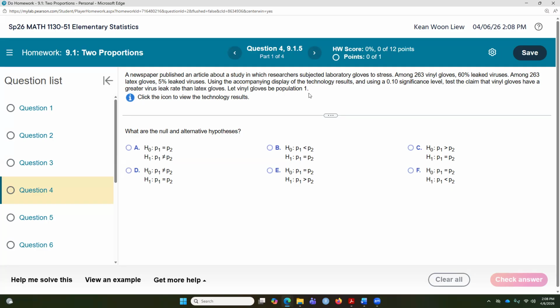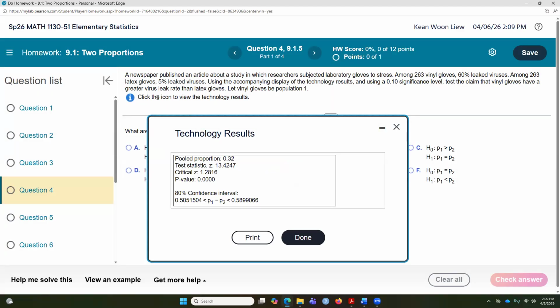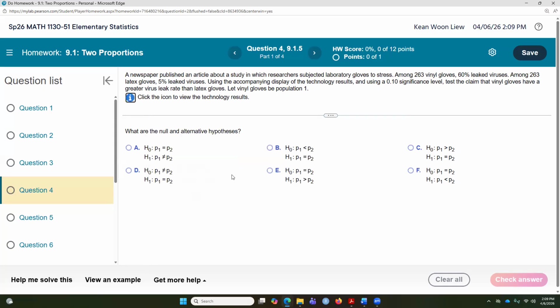You can read a question like this in your homework. They will tell you which one is population one. Population one is the vinyl glove in this case, and population 2 is the latex glove. This question provides us a technology result. If a question provides a technology result, you do not need to use StatCrunch to do the work, because the test statistic, the p-value, and the confidence interval are given in the technology. So you just click on the technology.